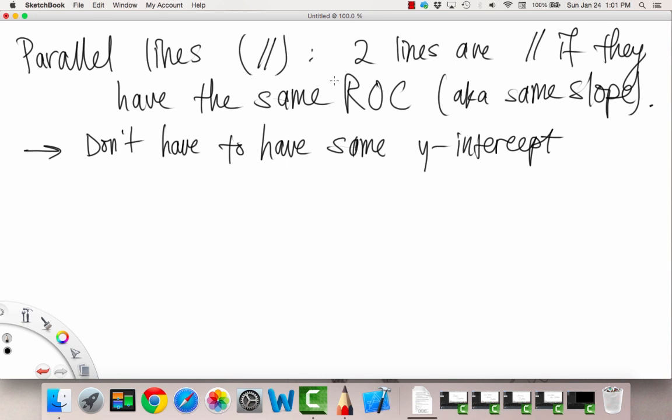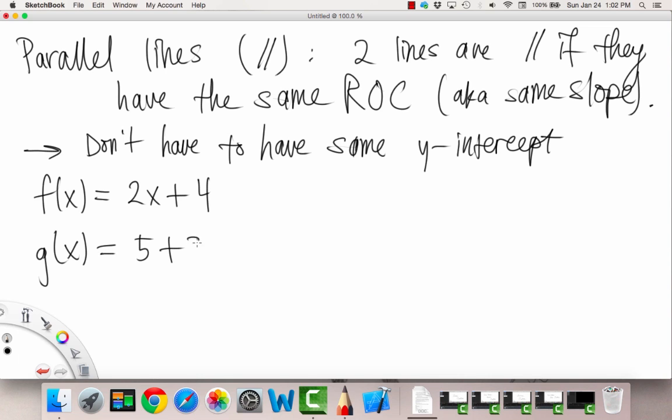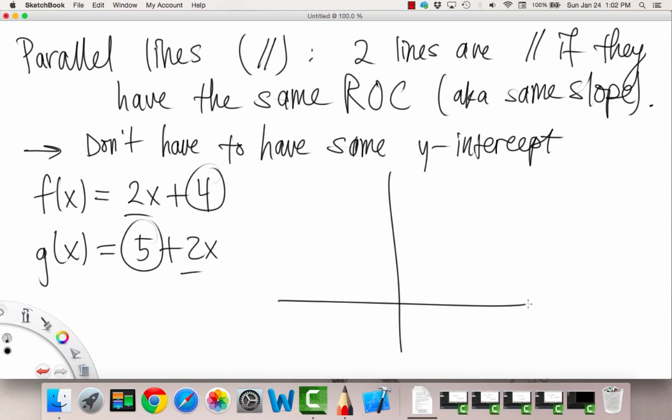Okay, so here's an example. Let's say we have f(x) = 2x + 4, and g(x) = 5 + 2x, okay? So in this case, we have the same slope, 2 and 2, but we have different y-intercepts. So let's see what this looks like graphically. Okay, so we have x and y, then we have 1, 2, 3, 4, 5, 6, 7. So here's 2, 4, 6. And then I'll go 1, 2, 3, 1, 2, 3.